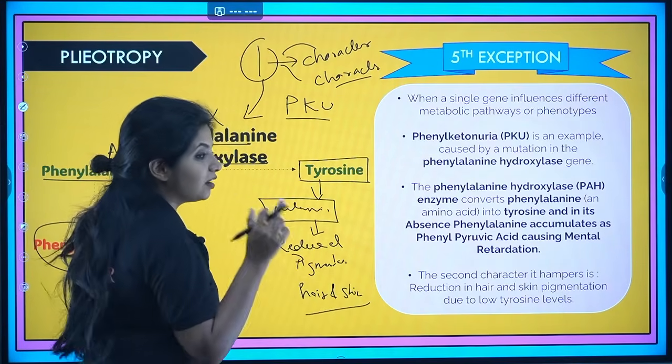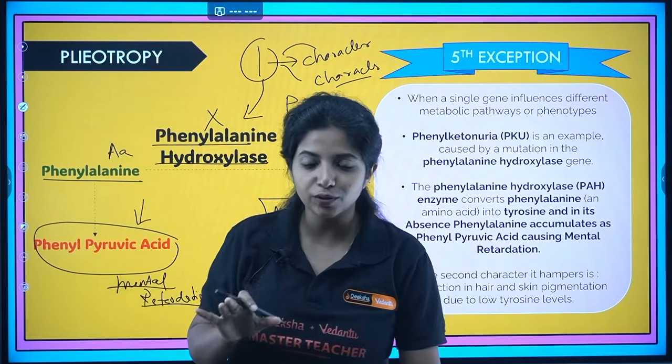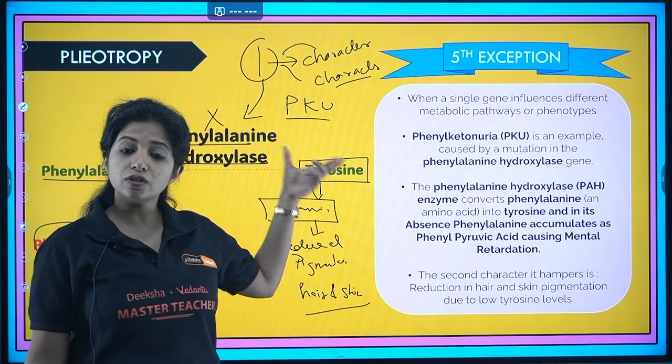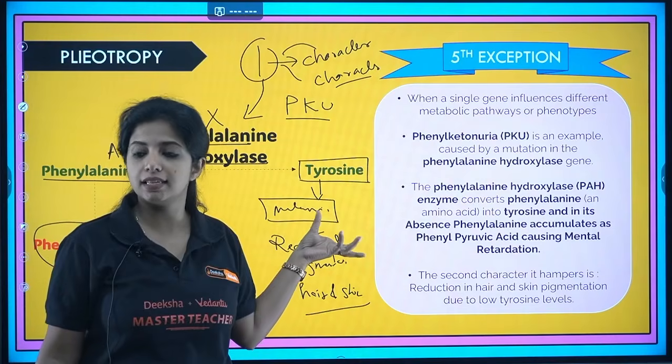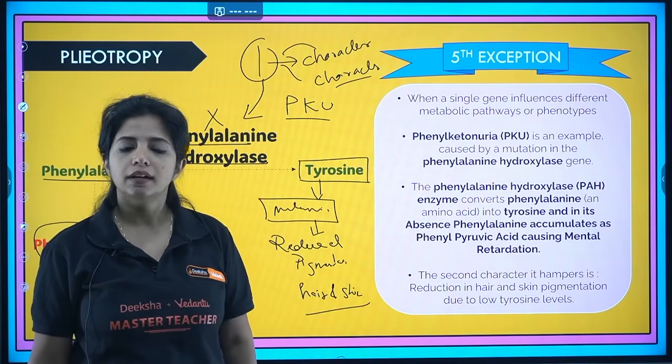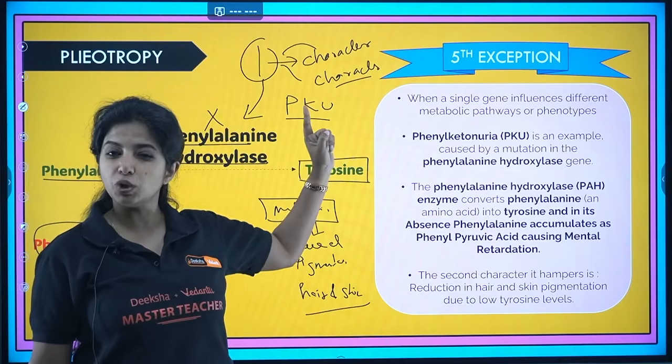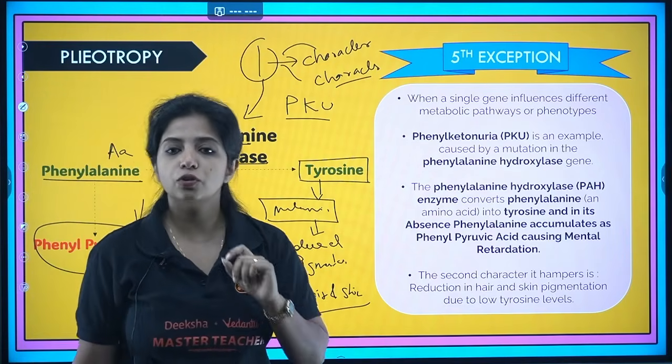Some people just read it as reduced hair. So it's not that hair is getting reduced. Pigmentation is getting reduced. Why? Because the tyrosine is not there. Tyrosine is super important for the formation of something else that is responsible for our skin color. Got it? So basically 2 characters are being affected because 1 gene is getting mutated, right? This is an example of pleiotropy.